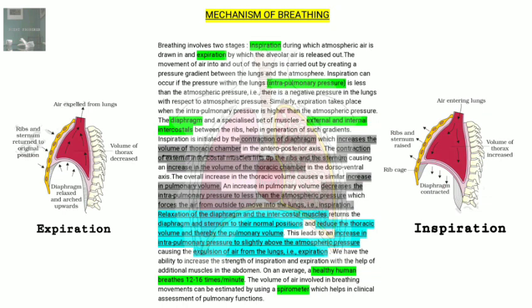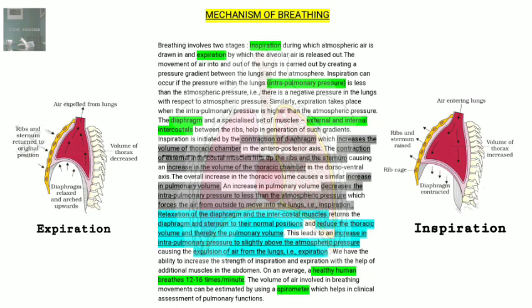For example, inspiration can occur if the pressure within the lungs is less than the atmospheric pressure, that is, there is a negative pressure in the lungs with respect to atmospheric pressure. Mammals undergo negative pressure breathing, that is, the lungs draw air due to reduction of pressure within them. This allows them to eat and breathe simultaneously. If air was to be forced into the lungs, it would carry food particles with it, causing the trachea to block. Expiration takes place when the interpulmonary pressure is higher than the atmospheric pressure.